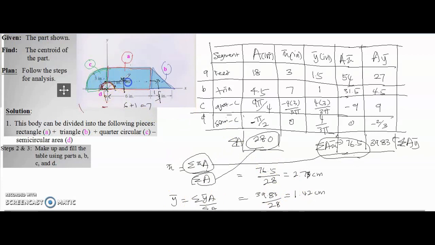Okay, so this is your x bar and y bar for the whole shape. The centroid x bar and y bar for each shape is the one in the column here. But this one is for the whole shape.